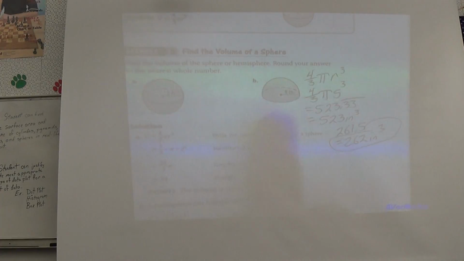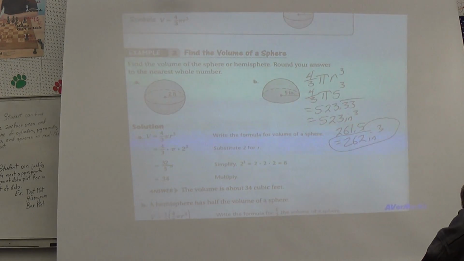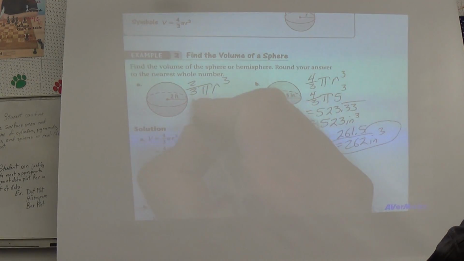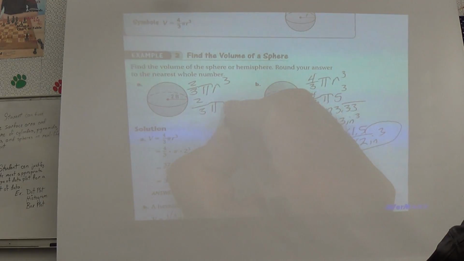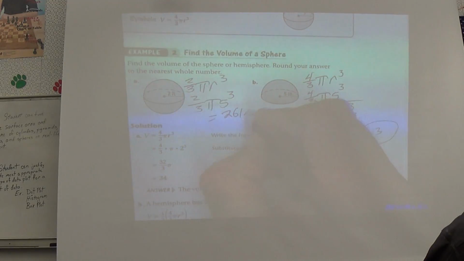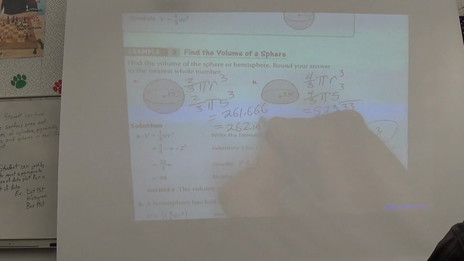Now, let's try it the way Chaz was thinking about. Let's start the formula over, but instead of multiplying by 4/3, let's multiply by 2/3, see if we get the same answer. So 2/3 times pi r cubed. So 2/3 times pi times 5 to the third power. And on my calculator, I get 261.666, which rounds to 262 inches cubed.